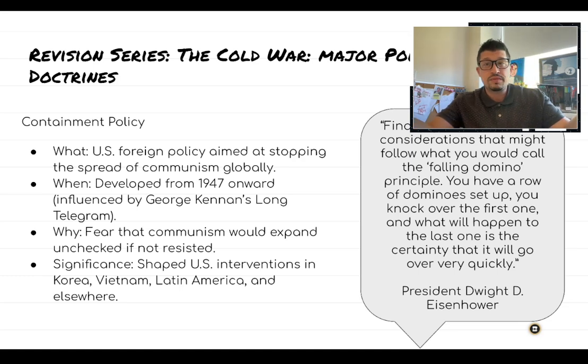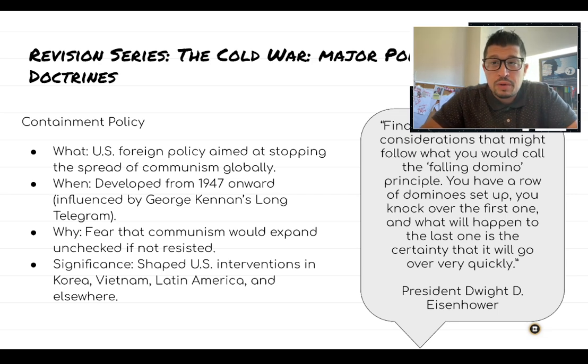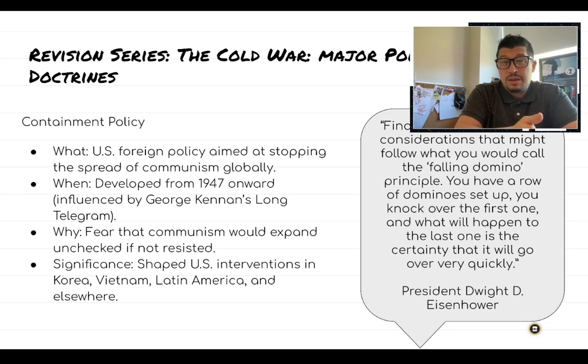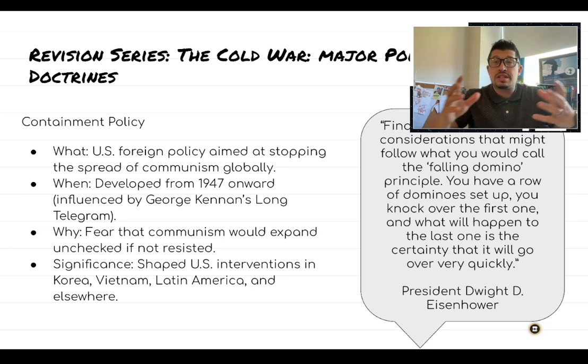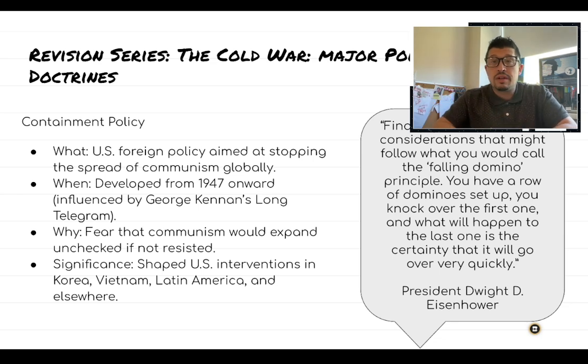Containment policy, we've talked about this. I put a quote by Eisenhower here about the domino theory, right? Domino theory doesn't necessarily apply to the entire Cold War. That's really coined during the Vietnam War. But if you can understand domino theory, you understand containment. One domino falls, all the rest will fall. One country turns communist, the neighboring countries might turn communist. So this is that idea of we need to contain communism where it is, right? It is in Eastern Europe, and of course, Russia proper, we need to keep it there, all right?